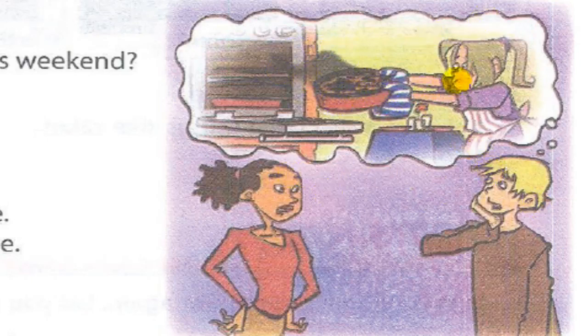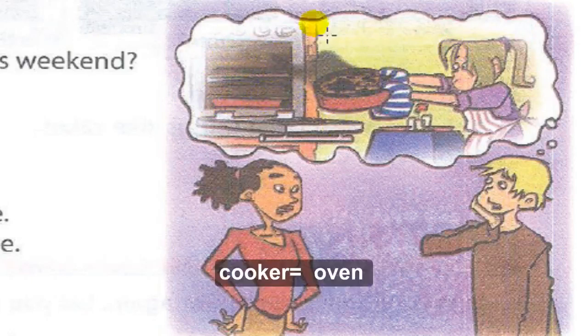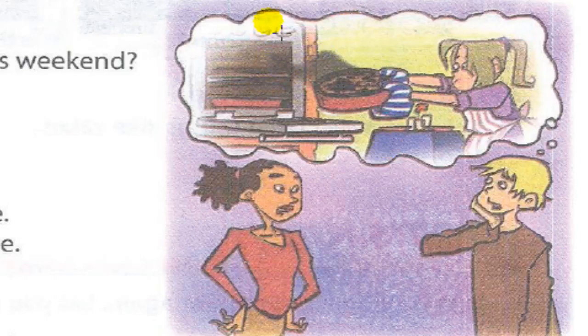What is the girl doing? She's cooking. What's she cooking? She's cooking cake. This is an oven. And all of this is a cooker. A cooker, oven. Cooker, like universal. Universal cooker. I cook.